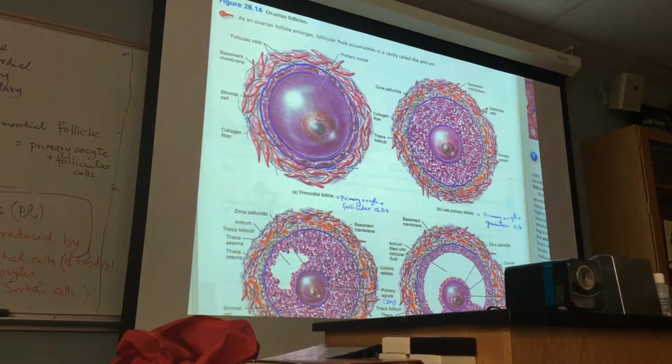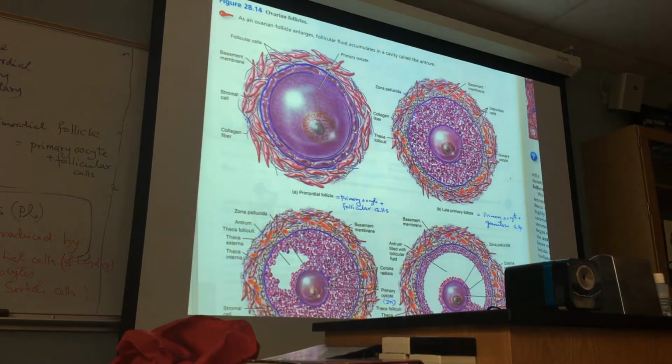And to protect this, there are stromal cells. You can see the stromal cells. Collagen fibers. Together they form a structure called theca folliculi. These stromal cells and collagen fibers will form what is called theca folliculi. Now this stage is very, very transient. It doesn't last long. Why?